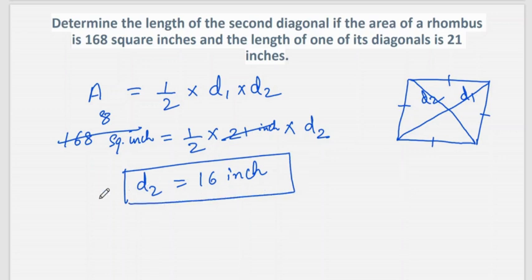Okay, always remember the properties that a rhombus has all its 4 sides equal and the length of the diagonals may or may not be equal. And other properties are there, their diagonals bisect each other at 90 degrees, and this concept we don't need to apply here. Okay, next.